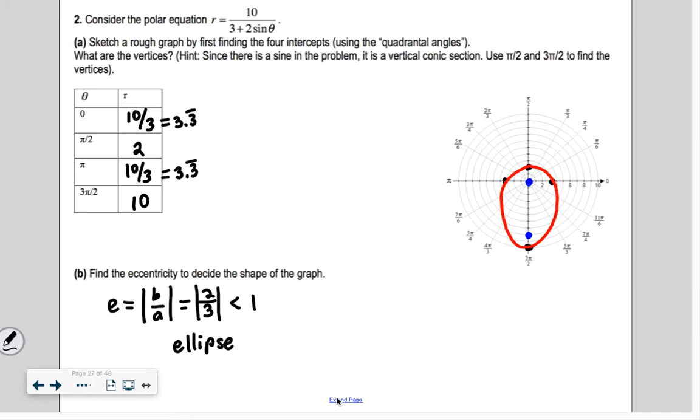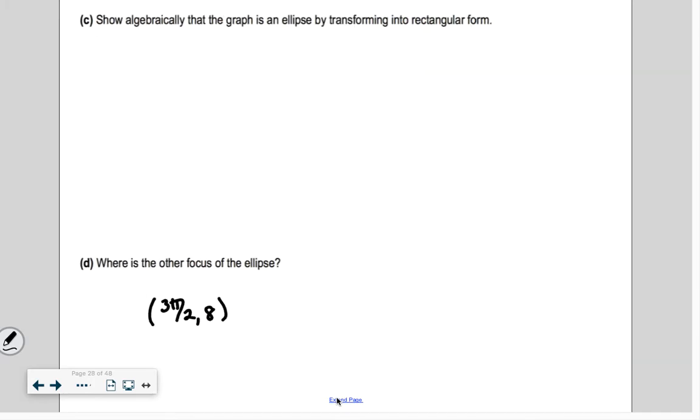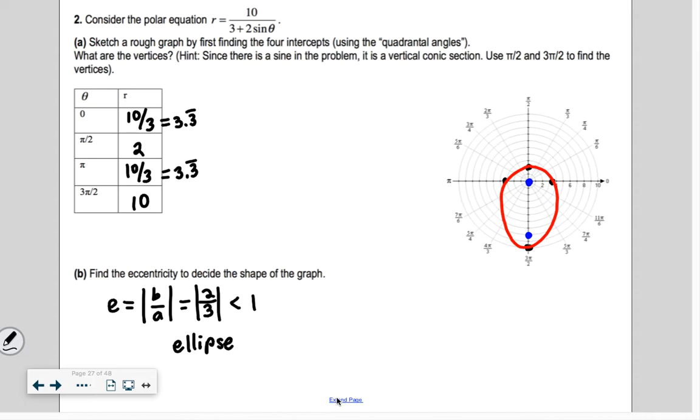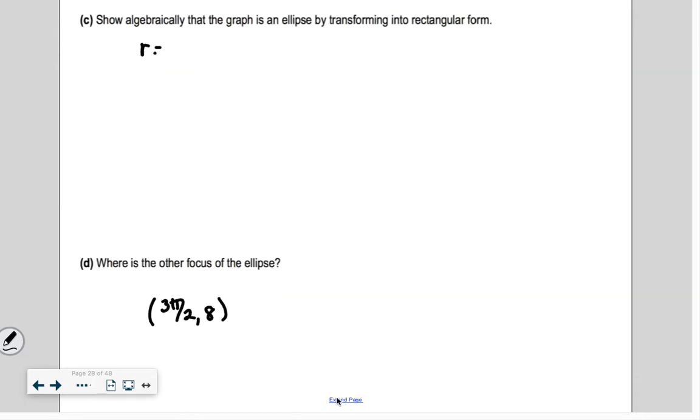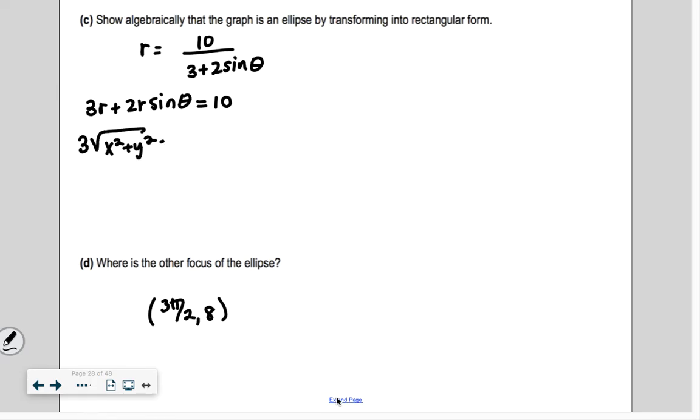All right, so now if we're trying to get it into rectangular form, so let's try. So we have r is equal to 10 over 3 plus 2 sine of theta. So we're going to multiply the denominator over. We're going to pull the r out. Well, hang on, no, we're not lying. We're going to replace with the square root of x squared plus y squared. Then I'm going to have plus 2y is equal to 10. Isolate.